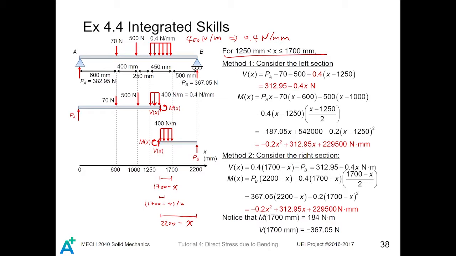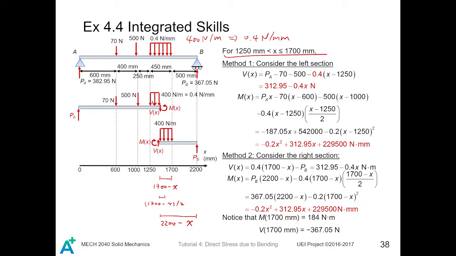So for the shear force, it is just the distributed load minus PB, which is 312.95 minus 0.4x. The result is exactly the same as method 1. Similarly, for the moment, we also adopt the right section to compute it, and we expand this result. And this result is exactly the same as what we found by considering the left section. As you can see, considering the right section can simplify the problem a lot.